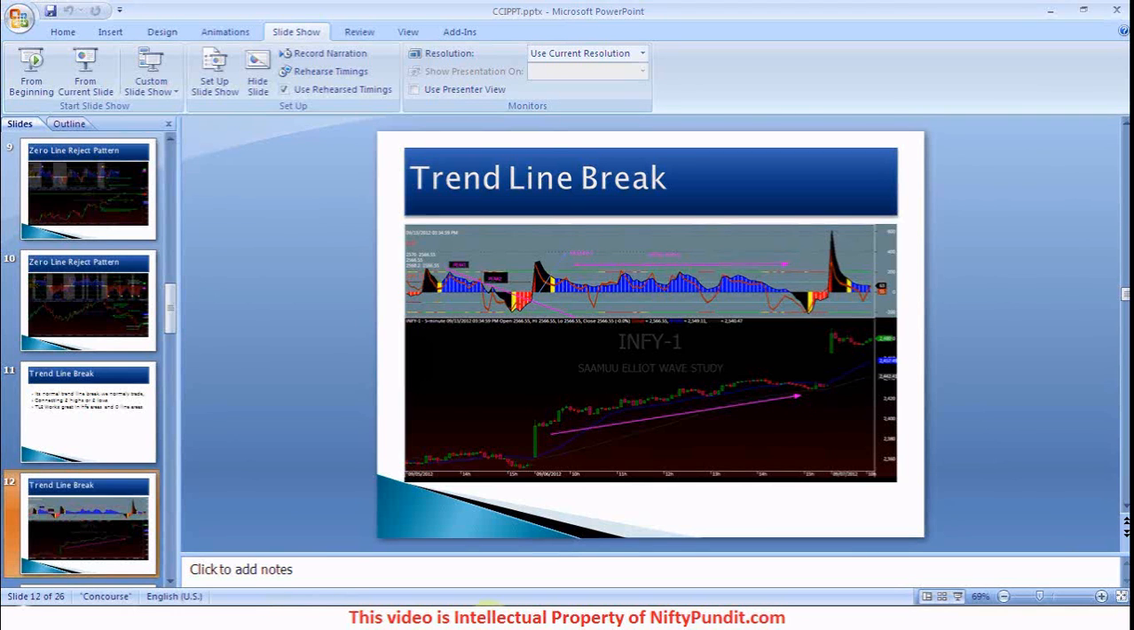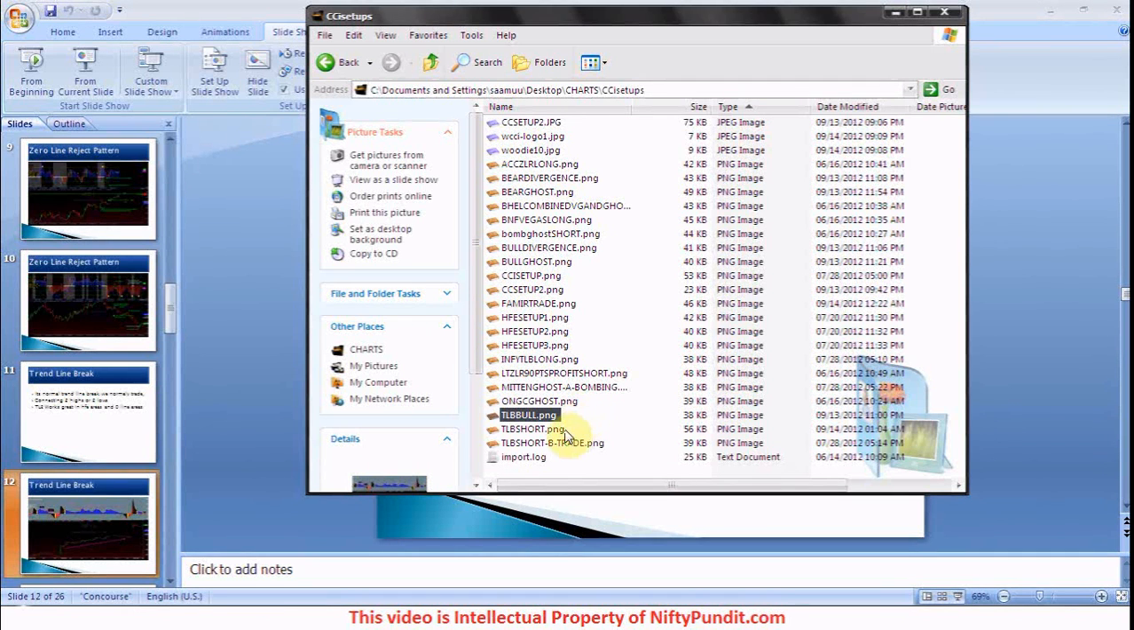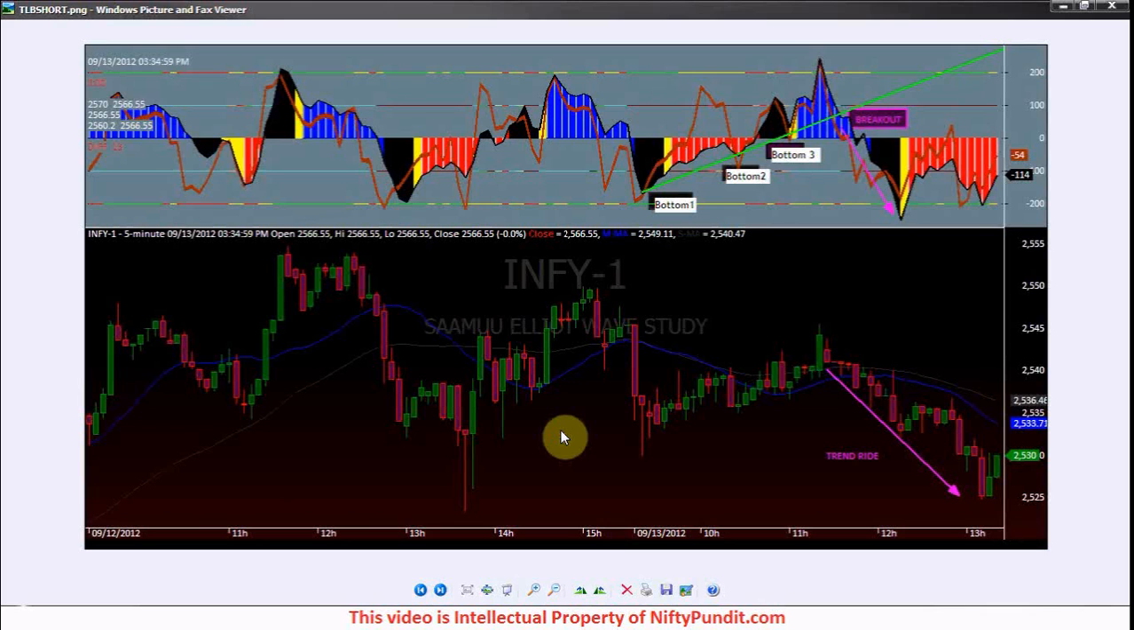Same way we see the trend line break on short. Connecting the bottoms: first bottom, second bottom, and this is the next or third bottom. We see a breakout here, so we'll be entering just below this level.